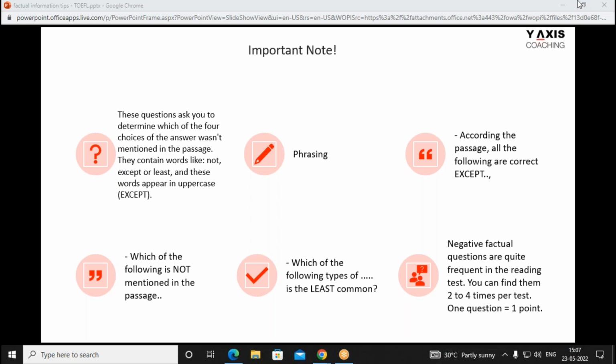In fact, this particular question type is quite frequent in the reading test, and we find it 2 to 4 times per test. Every question carries 1 mark.